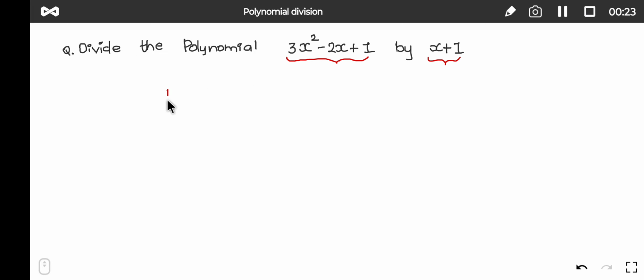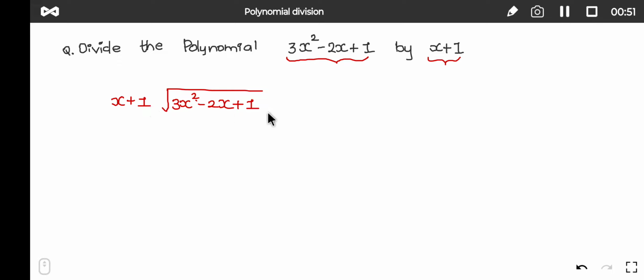So we'll write that polynomial inside: 3x square minus 2x plus 1. First of all, you have to make sure you are writing that polynomial in the order of highest power then lowest power. Okay, so here the highest power is 2, then 1, then 0. So it is already given in the order. So we have to divide it by x plus 1. So this x plus 1 will come outside. Okay, so you have to follow the steps.